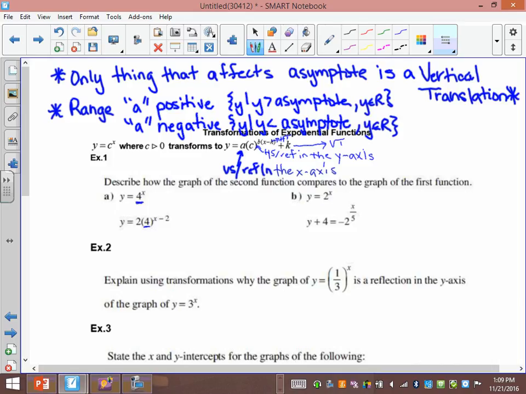I have a 2 in front. What is this? Vertical stretch by a factor of 2. We keep it because it's not with the y, right? We only flip it when it's with the variables, right? It's not with the y, so we keep it. Vertical stretch by a factor of 2 about the x-axis.